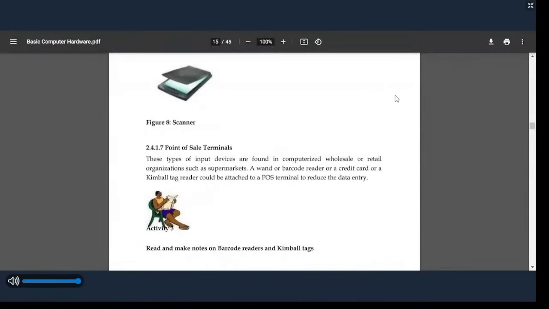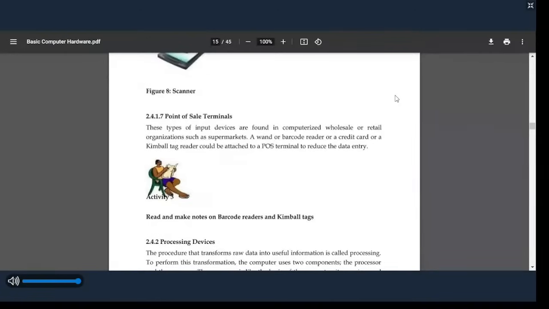Then we have the point of sale system, where you read the barcode readers in the supermarkets, and the Kimball tag reader. Sometimes when you buy clothes, you see that there is a tag they have put. When you reach the point where you are going to pay, especially in the supermarket, you will see they remove it. It's called a Kimball tag reader, which can be attached to a point of sale terminal to reduce data entry. So there's no data entry, you just read it. So read and make notes on the barcode reader and the Kimball tags.